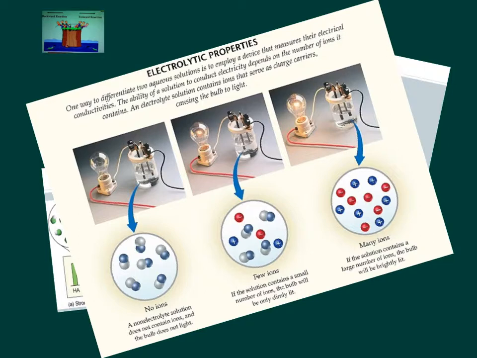In the middle one, we have a few ions. If the solution contains a small number of ions, the bulb will be only dimly lit. So this is what we would call a weak electrolyte. And in the last one, we have many ions. Therefore, the bulb will light very brightly. This is what we call a strong electrolyte, and these are usually our ionic compounds. Our weak electrolytes are some of our acids and bases, because some of our acids and bases are also considered strong, so we'll look at what that list is also.